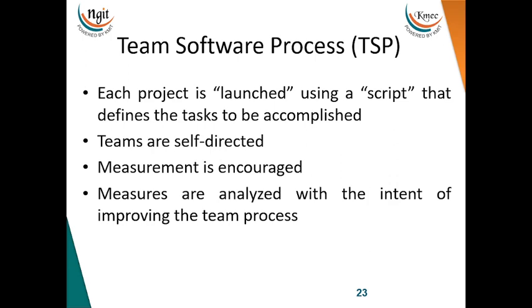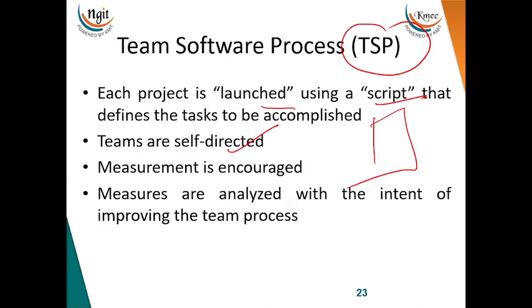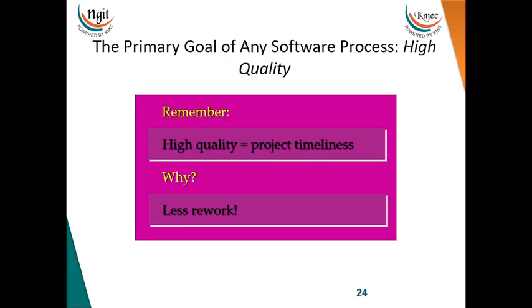Then there is TSP, the team software process, and launch using scripts. What do you mean by script? Tasks, different tasks available. Defined, teams are defined, well driven, measured or encouraged. Measured means this is for one project, this is for one process, whereas this is for one team, correct, of different processes. And how do we achieve this one? High quality project timeline. Why? Because of less work. We will see all this part in coming videos, but the major task is this one. Thank you very much.